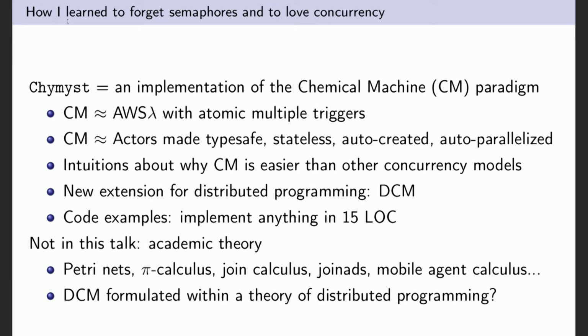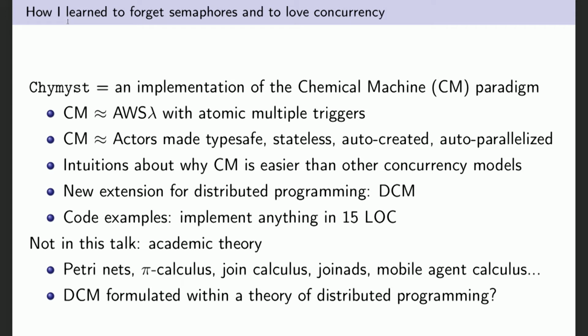So this paradigm is called the chemical machine. Okay, you've never heard of it. But this paradigm promises to implement everything in 15 lines of code or less. It's so declarative that your programs are correct by construction. They're obviously correct. There's no need to debug anything. And the only problem is you need to start thinking in a new way. Okay, so that's my goal today, is to explain how to think in this new way in different metaphors and show code that uses this.